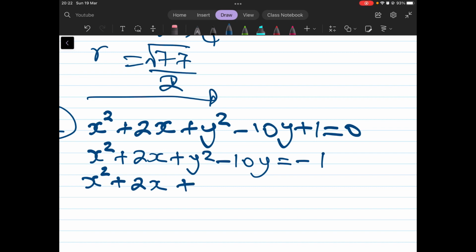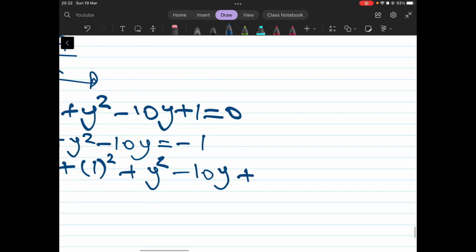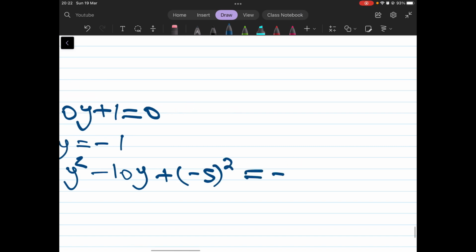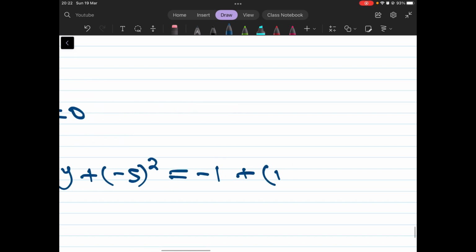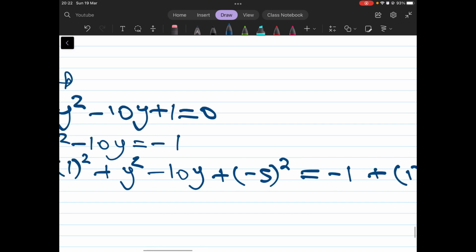To complete the square, like I said, we take the coefficient of x divided by 2. That gives us 1. Then we square it and add it to both sides, like that. The coefficient of y, again we take it, divide it by 2, it gives us -5, and then we square that, add it to both sides. So we're going to add that 1 to this side and that -5 squared again to this side.